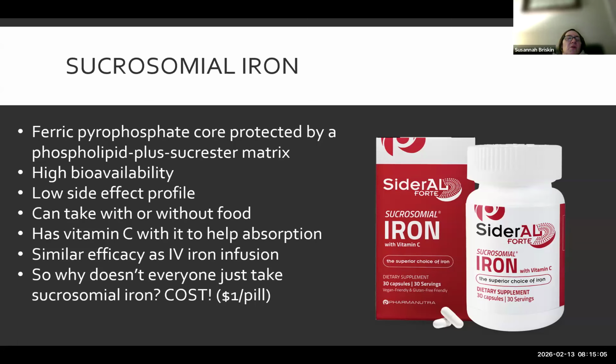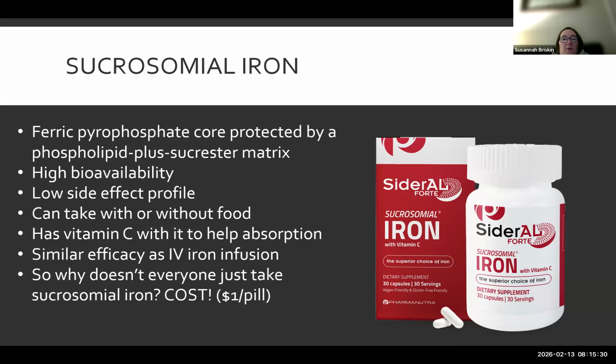So why does sucrosomial iron work better than regular ferrous gluconate or sulfate? It's because it actually has this core which is covered in some special phospholipid, and so it coats it and it has much better bioavailability. It has a much lower side effect profile.